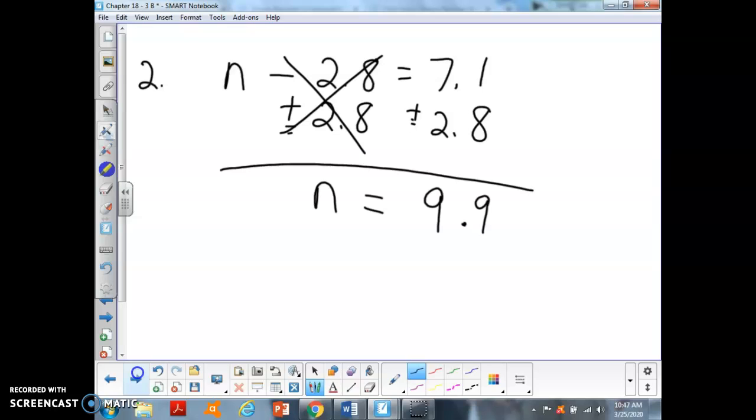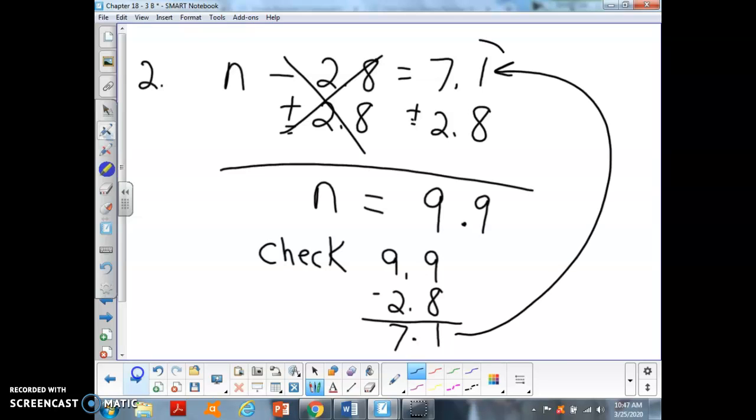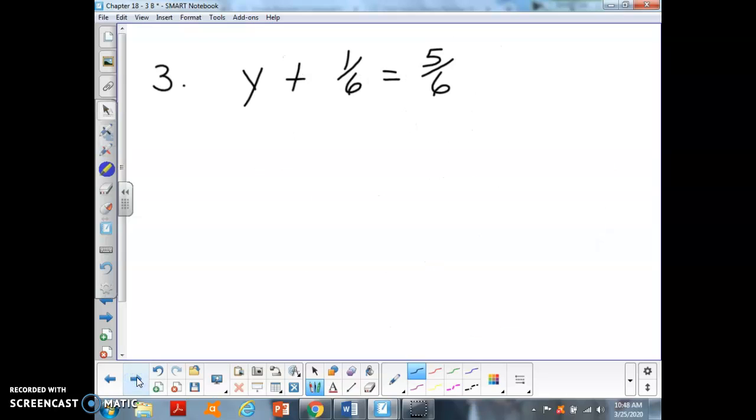Do we want to check? I will do that for you. 9.9 minus 2.8. 9 minus 8 is 1. The decimal point, 7. That is what we started with. So our answer of n equals 9.9 is correct.